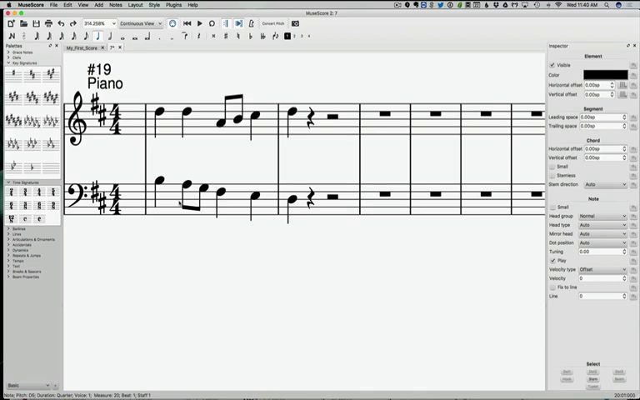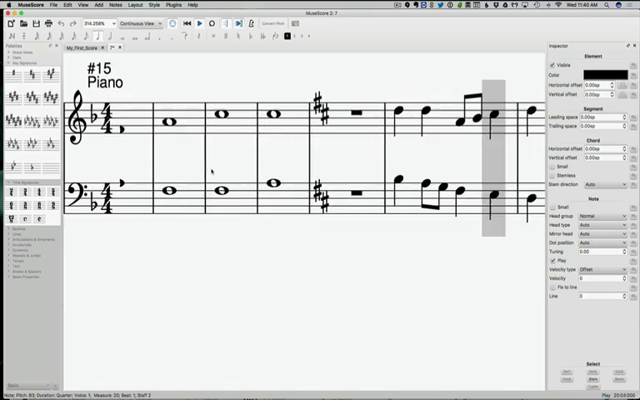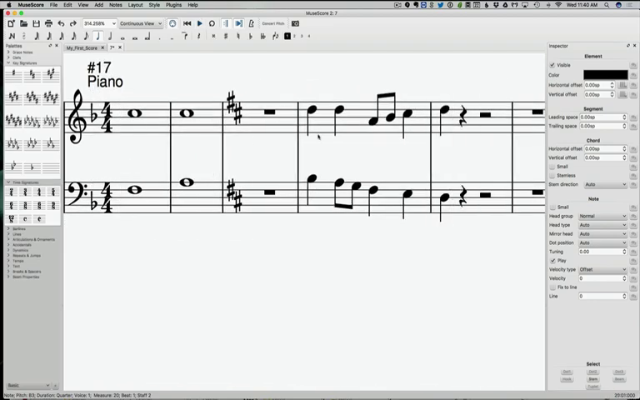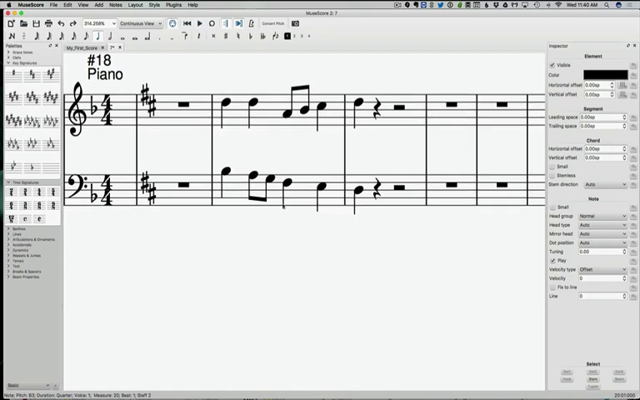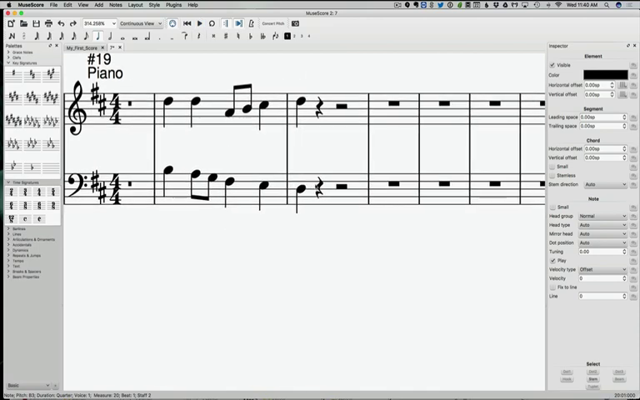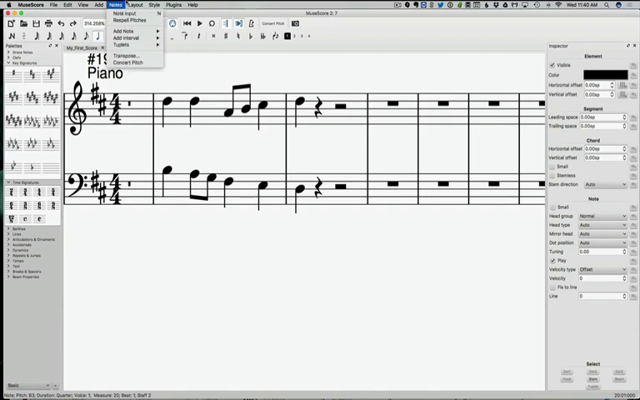So look at this little excerpt here. Let's just hear it. Okay, that's nice. Let's hear that a little bit slower to see if we can really pick out where the dissonance is.